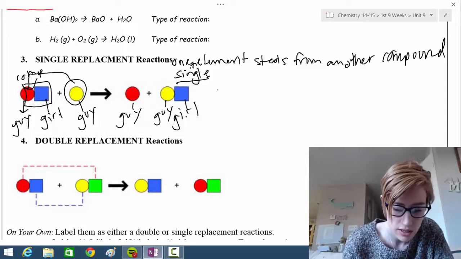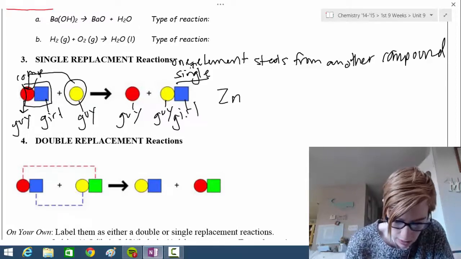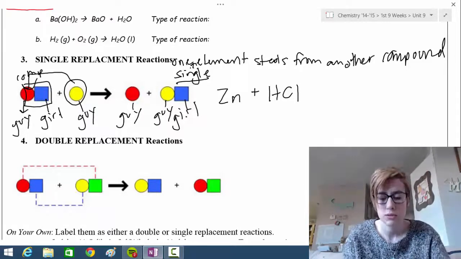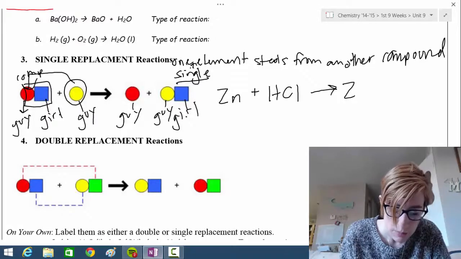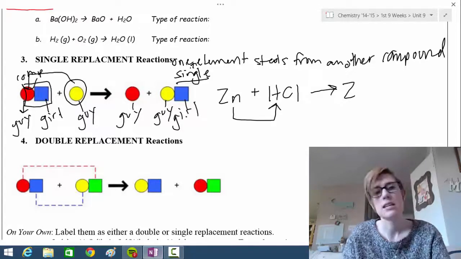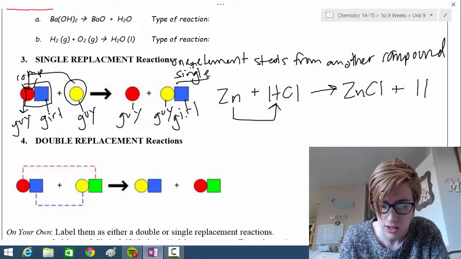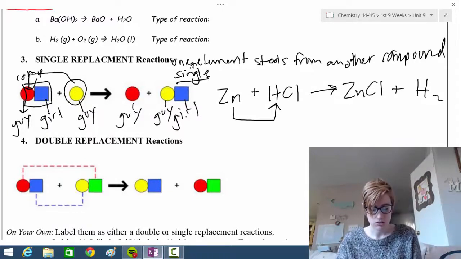Well, here's an example. Here's zinc. Okay, zinc is the guy. And then it's mixed with hydrogen chloride. Again, H is the guy. The first element's always the guy. Then what happens is zinc's like, hey, H, I'm going to take chlorine from you. And so zinc and chlorine get together, and poor H is now all on his own, and he doesn't know what to do, and he's really sad.